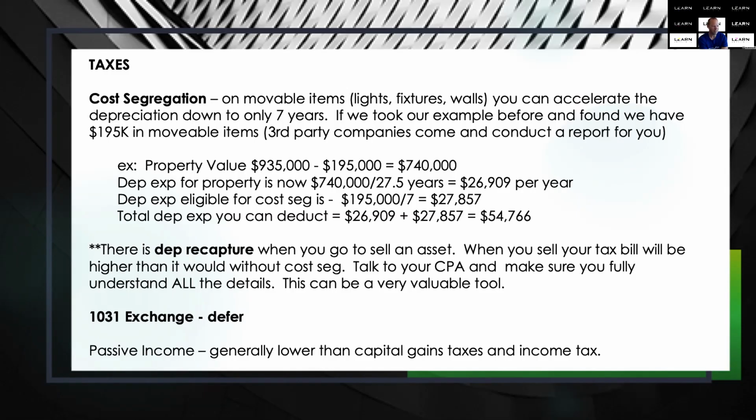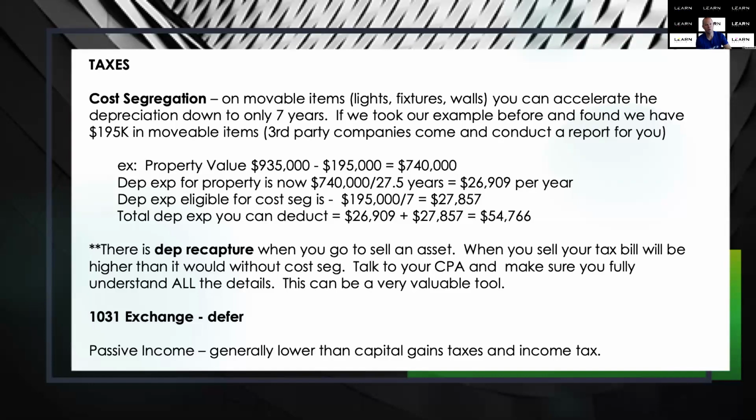Now, there is depreciation recapture. So when you go to sell an asset, your tax bill will be higher than it would be without cost seg. So you take advantage of the cash opportunity up front, and then when you go to sell it, on the selling event, it offsets a little bit. So talk to your CPA, make sure you're fully understanding all the details, but this can be an extremely valuable tool, especially in those first 3, 4, or 5 years, and especially if your goal is to sell this property in 5 to 7. You're forcing that appreciation, maximizing the cash flow, maximizing the depreciation, and going on down the road.